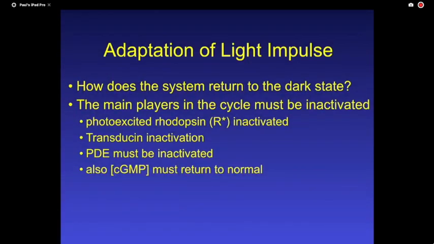All right. So, how in the world do you stop this? Please stop. Close your eyes. Go into the dark. Okay. The main players: I have to stop the photoexcited rhodopsin. I have to make transducin inactive. I have to make PDE inactive, and then I have to get the cyclic GMP concentrations up to normal. Okay. We will then see a new enzyme in the mix.